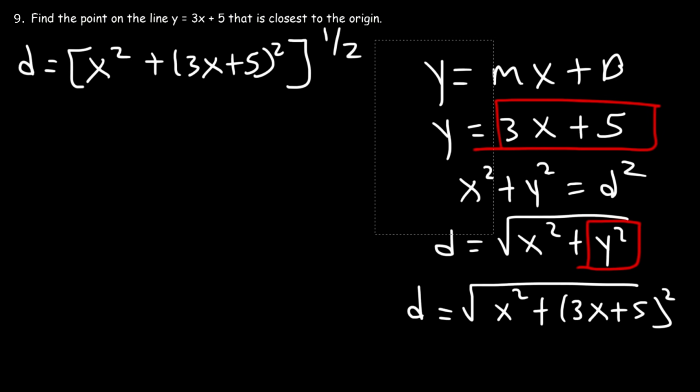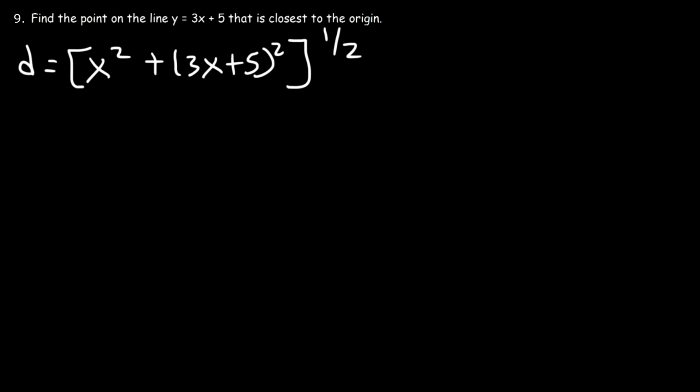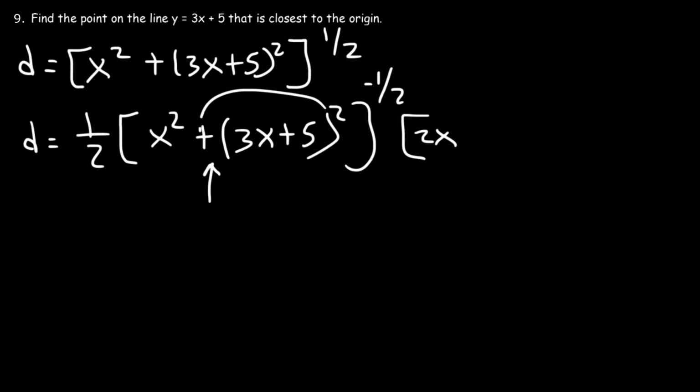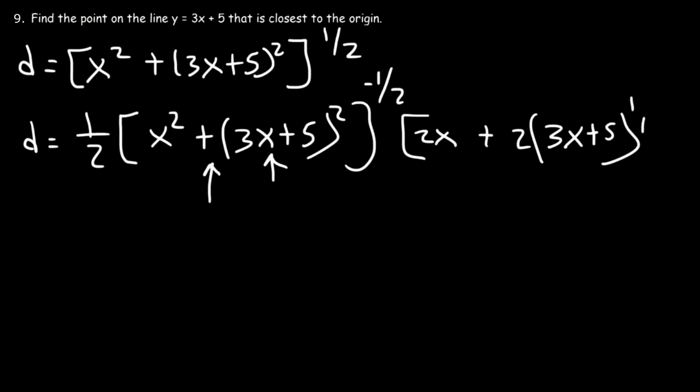Now, to differentiate that function, we need to use the chain rule. So let's start with the power rule. Let's move the 1/2 to the front, keep the inside function the same, and then we need to subtract the exponent by 1. 1/2 minus 1 is negative 1/2, and then we need to find the derivative of the inside function. The derivative of x squared is 2x, and to differentiate this, we need to use the chain rule again. So it's going to be plus 2, keep the inside part the same, 2 minus 1 is 1, times the derivative of the inside function, which is 3. So that's the first derivative.